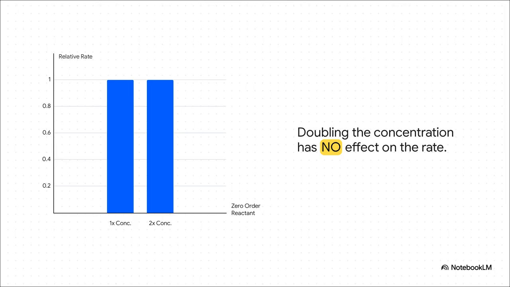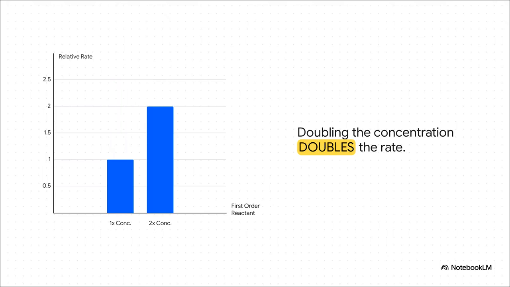Let's start with what we call a zero-order reactant. For a substance like this, you could double it, triple it, dump a bucketful in, it doesn't matter. The reaction speed does not change one bit. The rate is totally independent of this guy. He's just along for the ride. Then you have first order, which is what we saw with our hydrogen. This is a nice, clean, proportional relationship. You double the concentration, you double the rate. You triple it, you triple the rate. It's a really predictable lever of control.